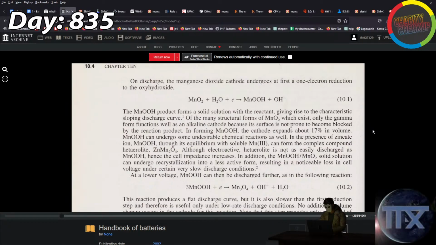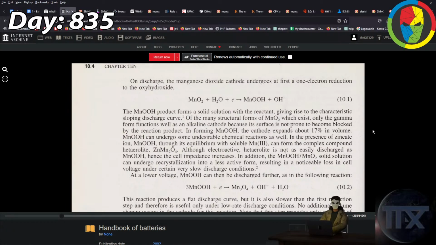Yeah, you could be the first person to ever publish what it looks like. The actual shape doesn't really matter in this case. I just didn't want to mislead anyone. But if the shape is this obscure and absolutely no one cares, it is also possible that the shape truly is irrelevant for some wacky reasons. A simple form of solid solution with the reactant giving rise to the characteristic sloping discharge curve.